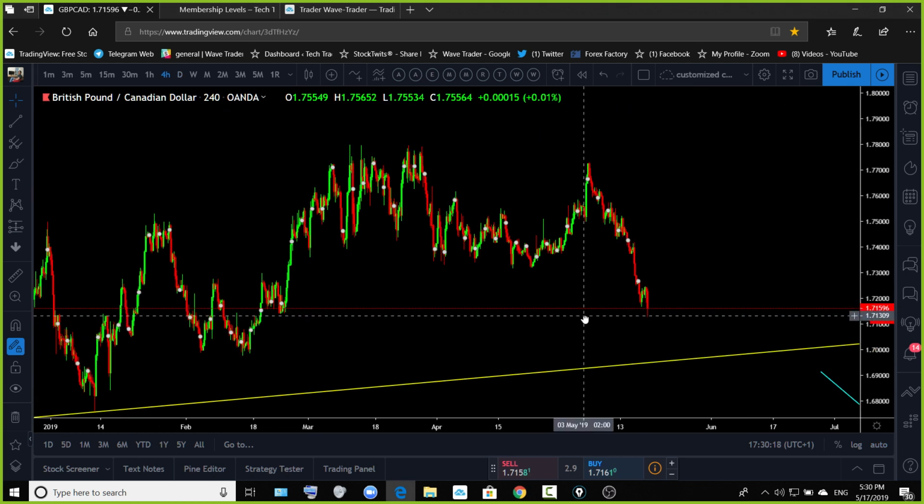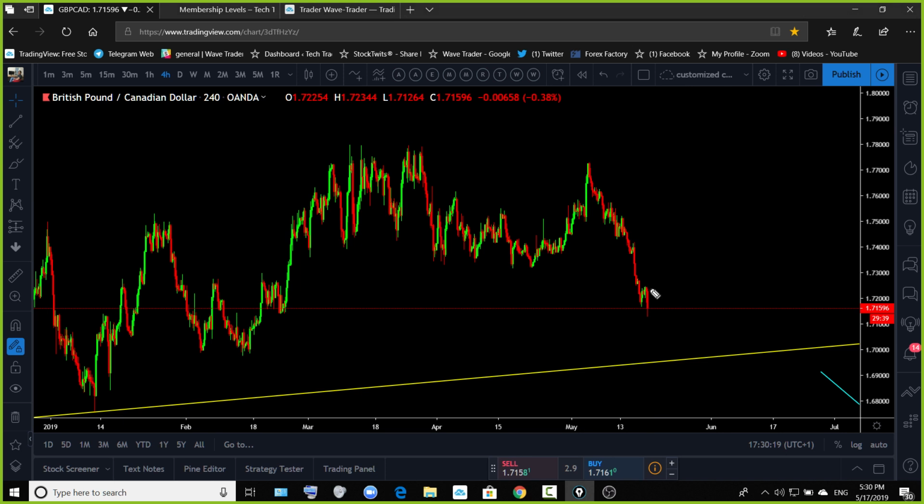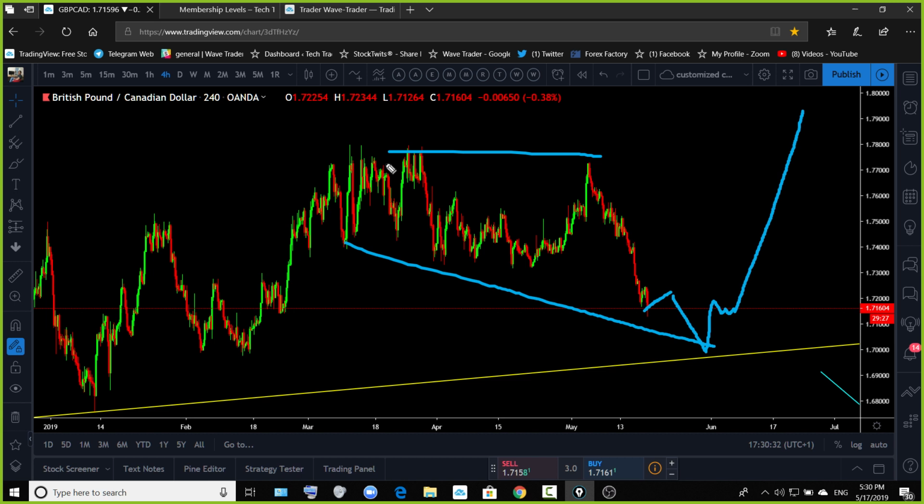Okay, so any correction will push this pair for further downside. Once price starts to rise aggressively, correct, start to look for it to buy. All right, so this expanding triangle is gonna be over there.